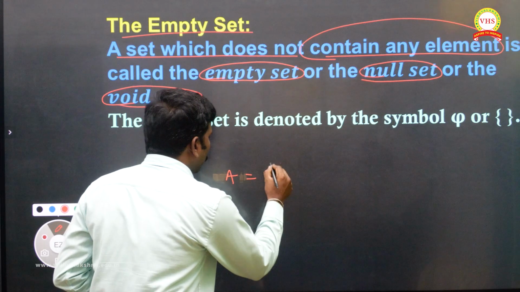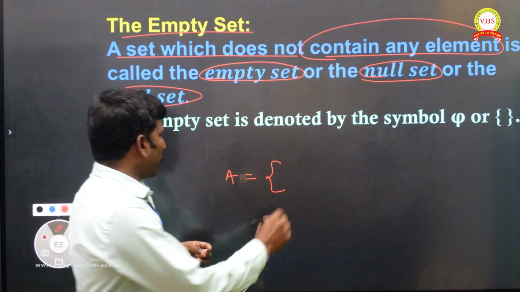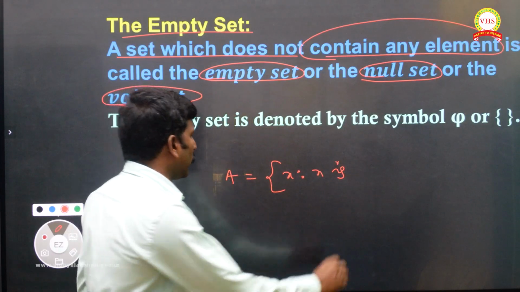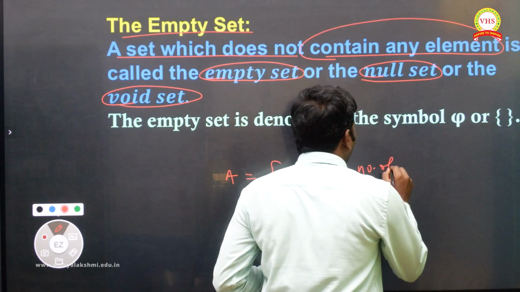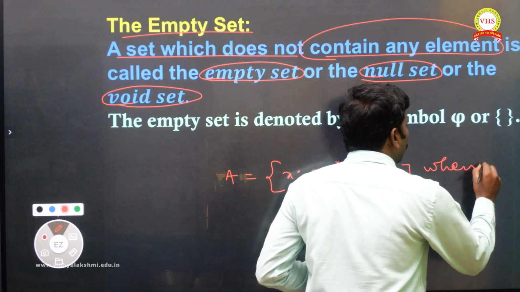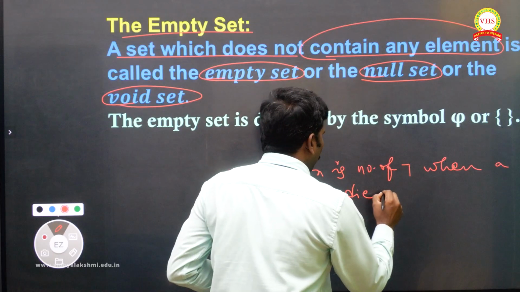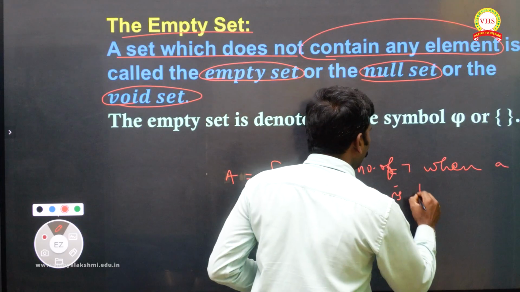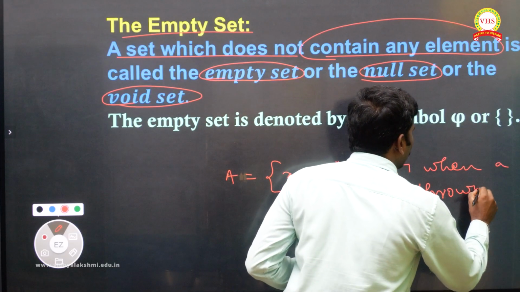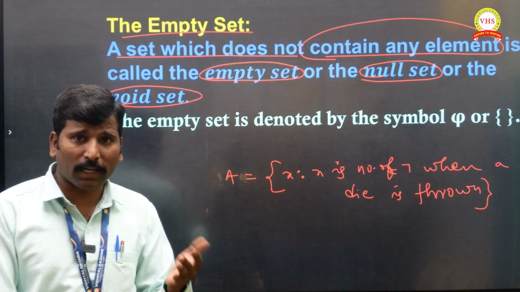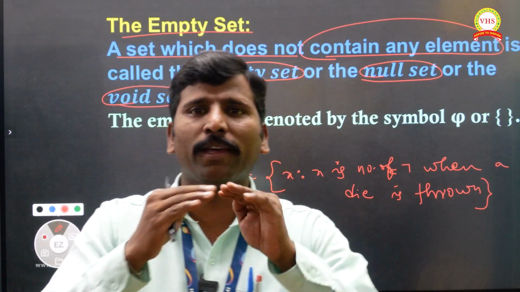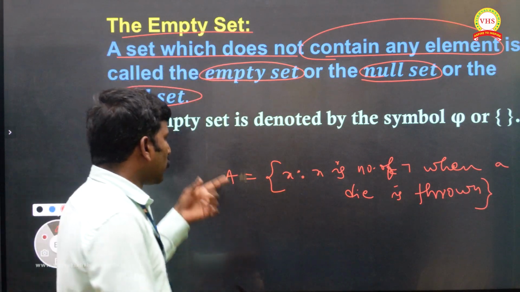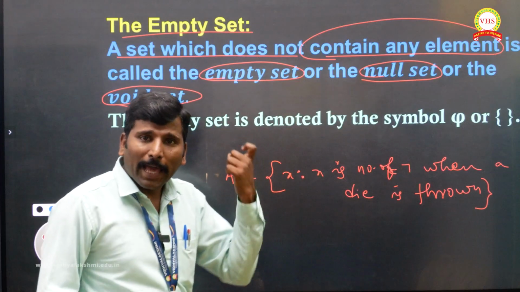Example: set A is equal to, x such that x is the number 7 when a die is thrown. If I write like this, see children, in a die the numbers are 1, 2, 3, 4, 5, 6. That's it. 7 we cannot get when you throw a die. So this is what we can say is an empty set.